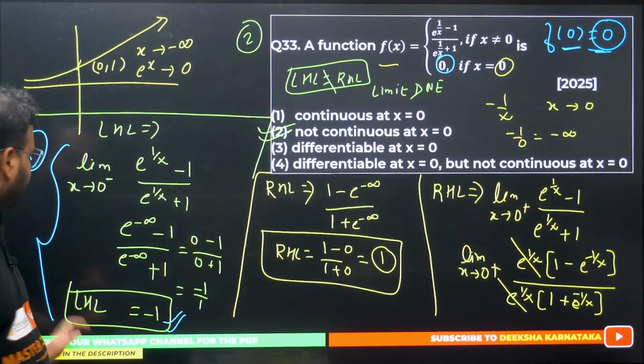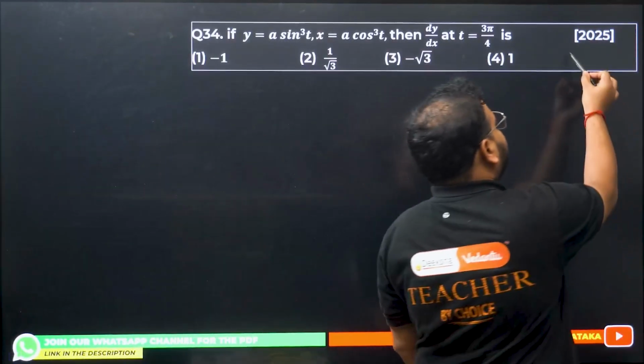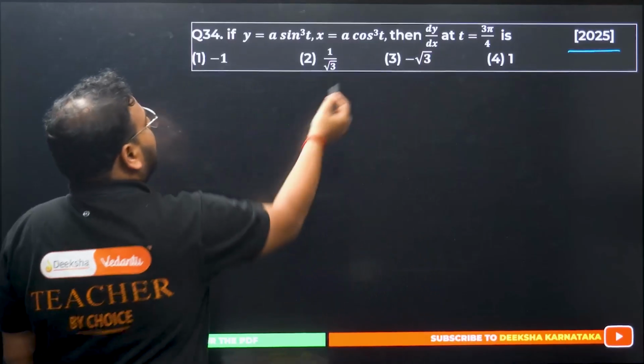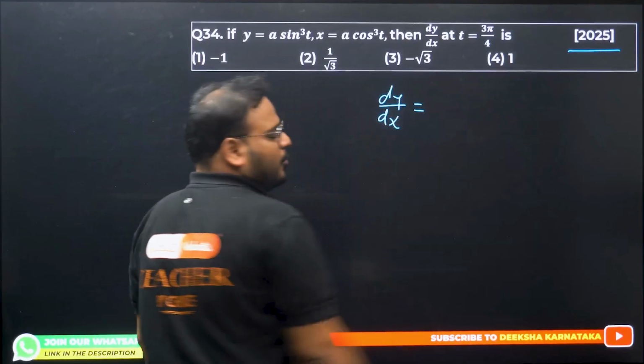So this question number 33 is done. Question number 34 now. The last two questions of the day from again PYQ of 2025, this current year. Simple one. This is a simple question. Let's solve it. Parametric form. This you guys will do without even looking at it.